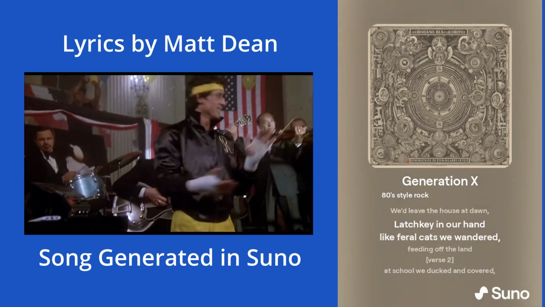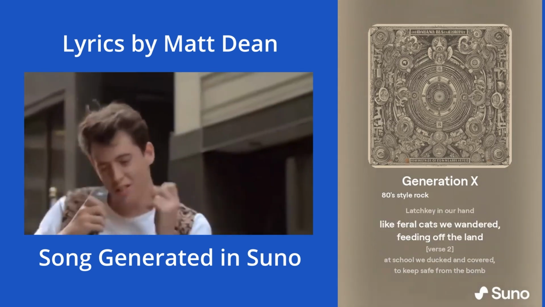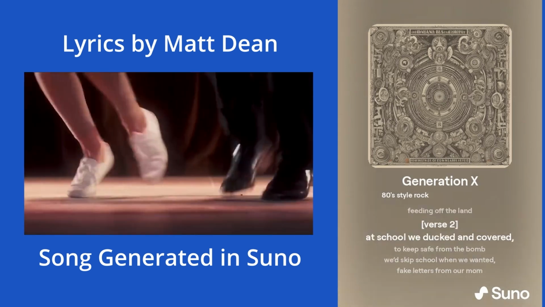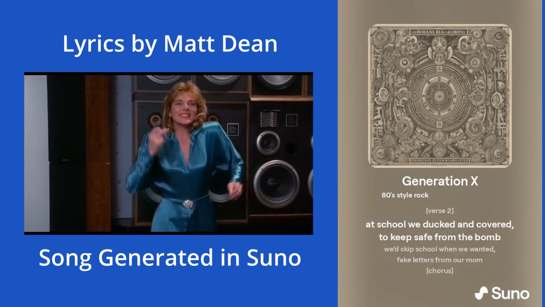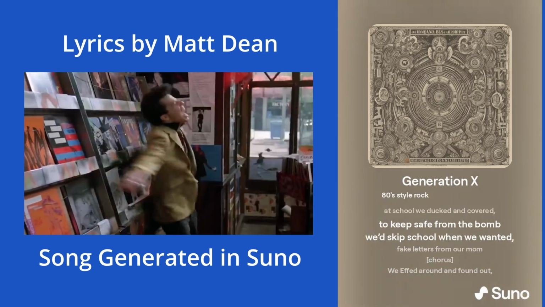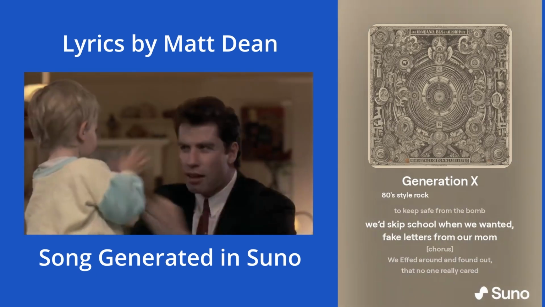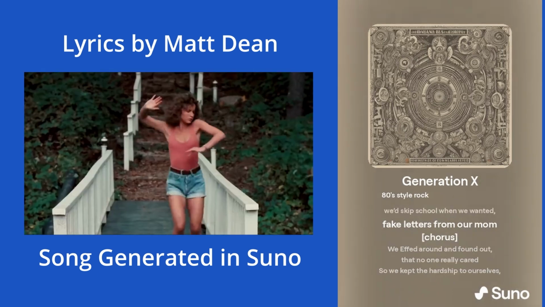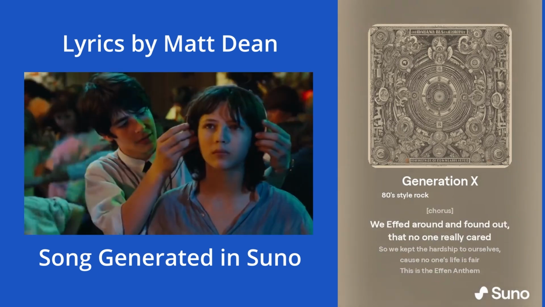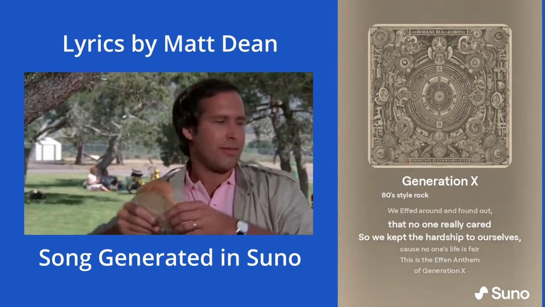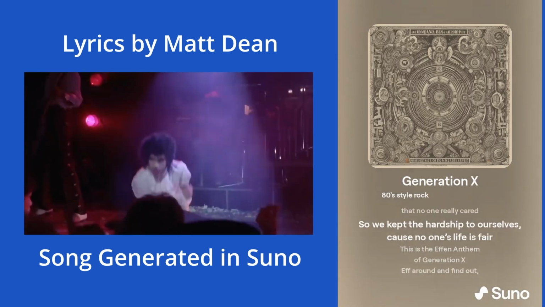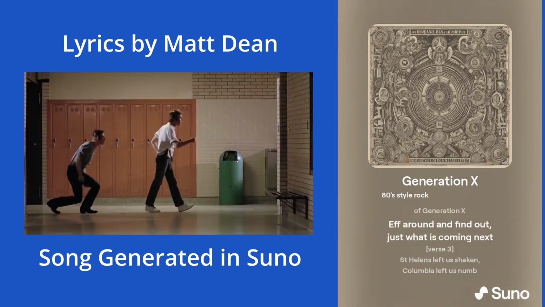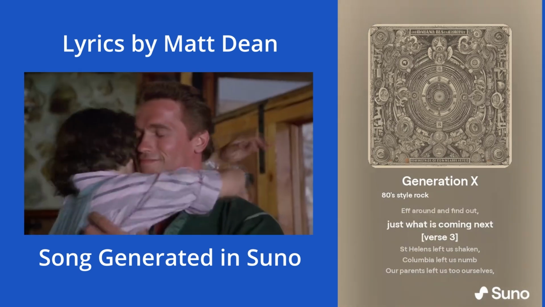Latchkey on our hand, like feral cats we wandered, feeding off the land. At school we ducked and covered to keep safe from the bomb. We skipped school when we wanted, fake letters from our mom. We effed around and found out that no one really cared, so we kept the hardship to ourselves, cause no one's life is fair. This is the effing anthem of Generation X. F around and find out just what is coming next.